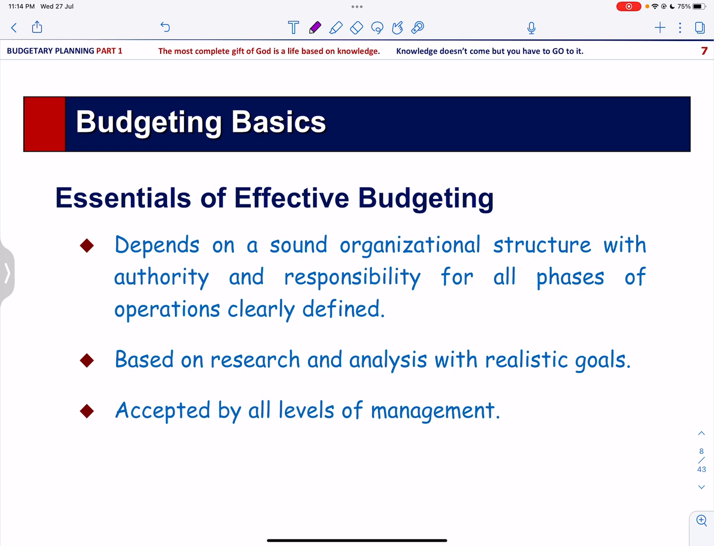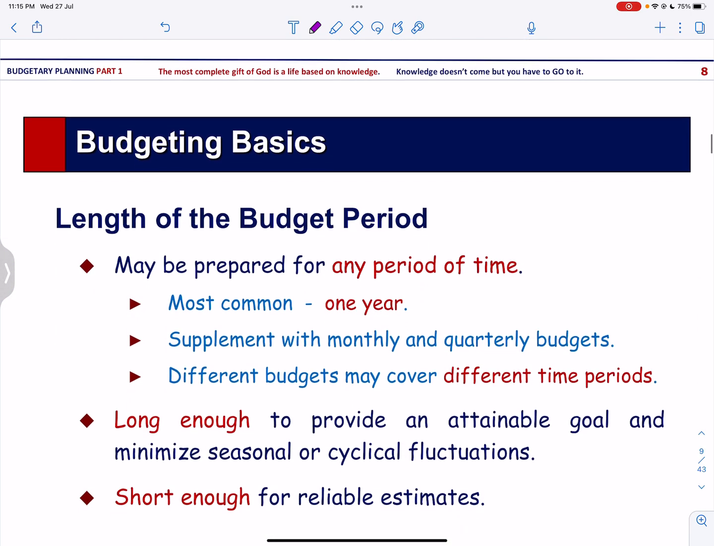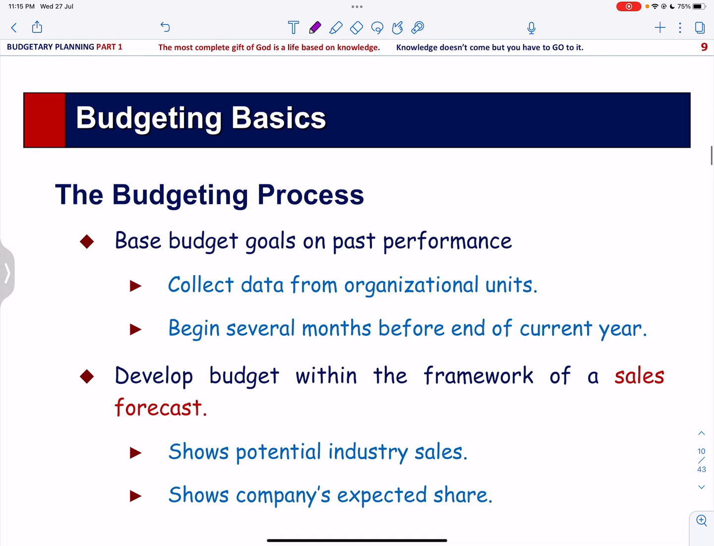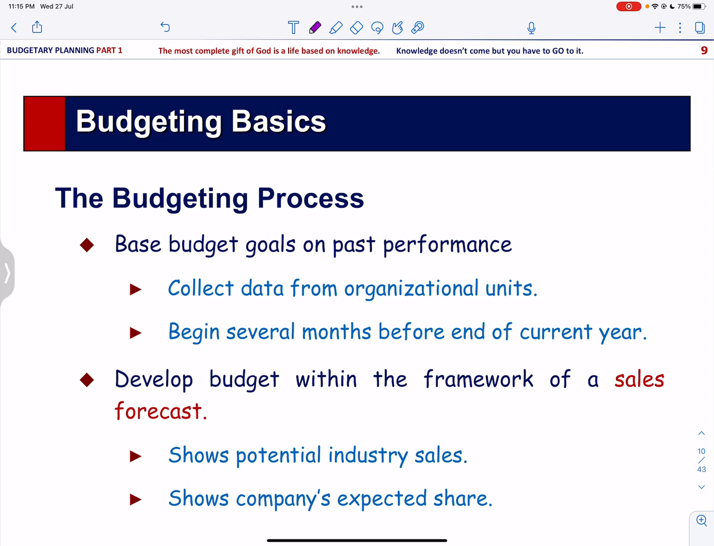Next, we will talk about the budgeting period. Budget periods are usually 12 months long but may be shorter or longer if appropriate. Next, we will talk about the budgeting process. The budgeting process is the process of putting a budget in place. This process involves planning and forecasting, implementing, monitoring and controlling, and finally evaluating the performance of the budget.